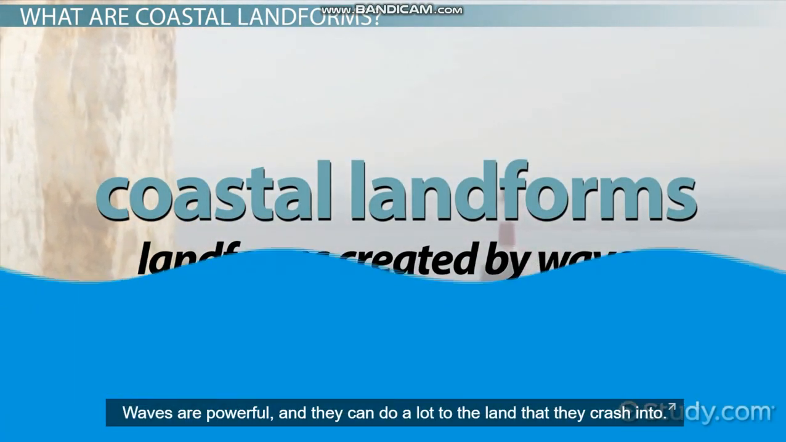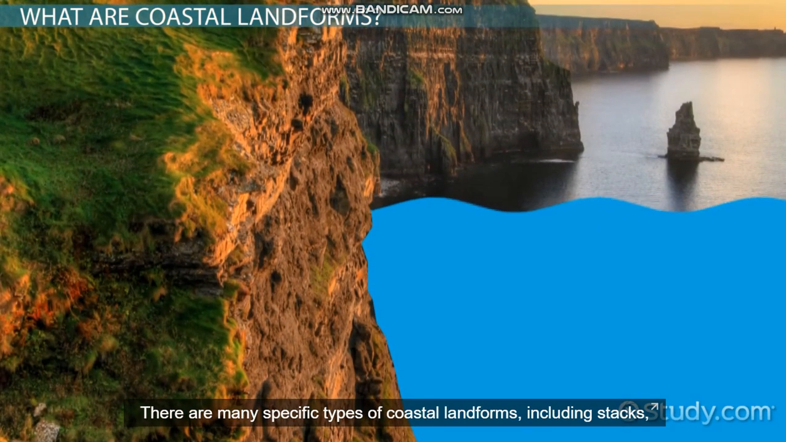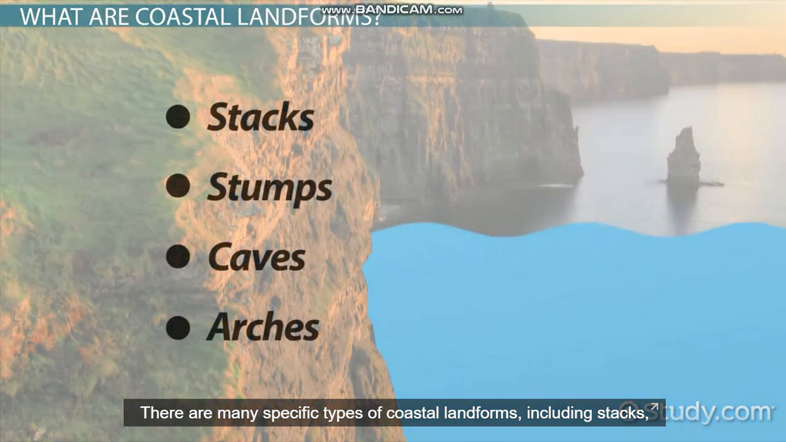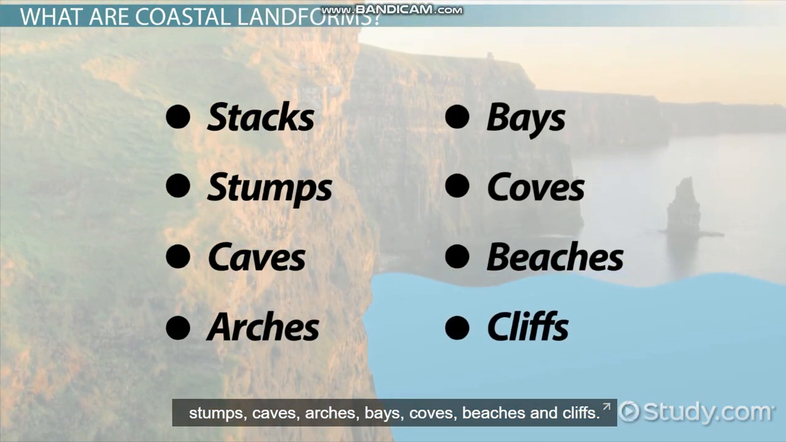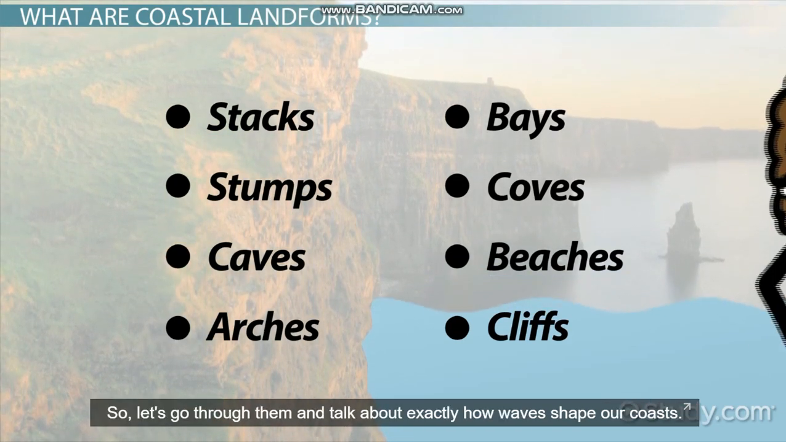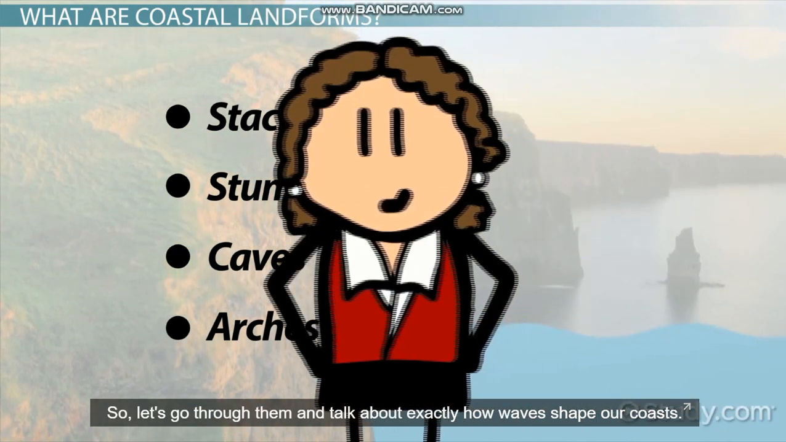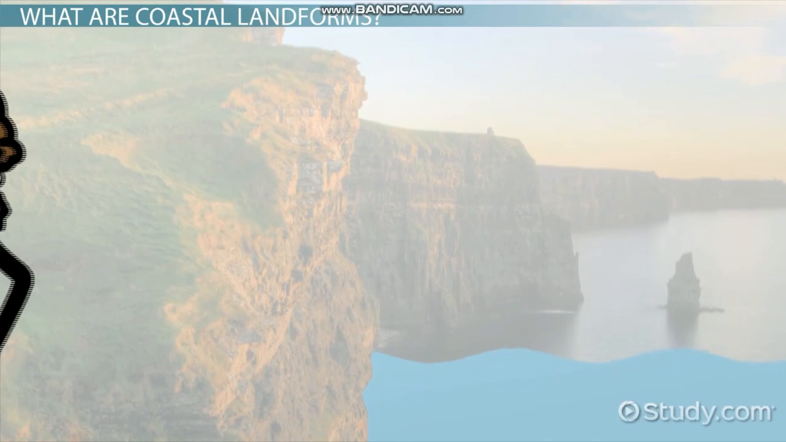Waves are powerful, and they can do a lot to the land that they crash into. There are many specific types of coastal landforms, including stacks, stumps, caves, arches, bays, coves, beaches, and cliffs. So let's go through them and talk about exactly how waves shape our coasts.